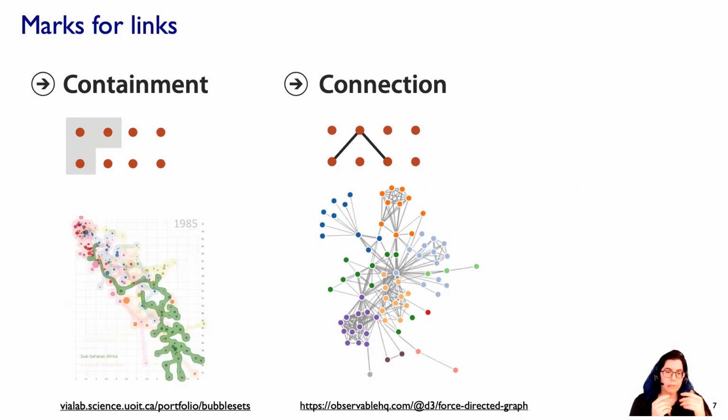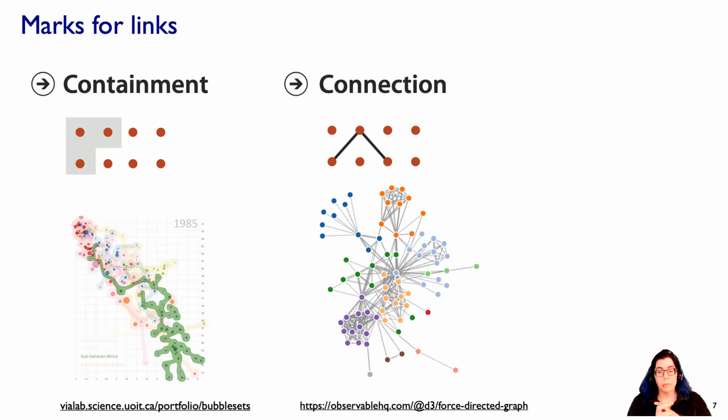Now, marks don't just have to be items or nodes. They could also be links. Remember, we could have node link networks as a data type that we talked about last time as well. So in this case, a mark might be representing a link, and it could be what we'll call a containment mark, an enclosure, like we see on the left side here. Here you see what's called a bubble set. It's actually enclosing a bunch of those points in an outline, an enclosure.